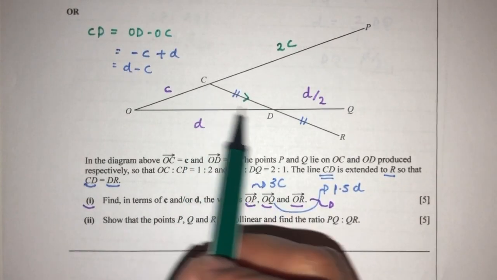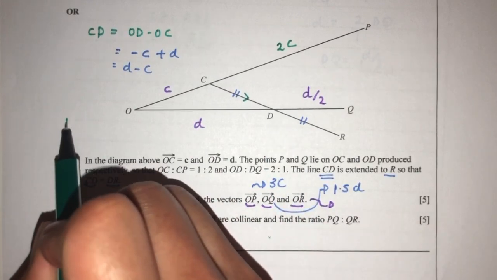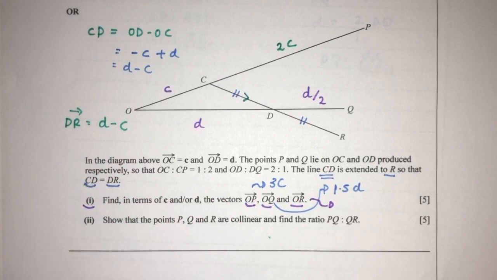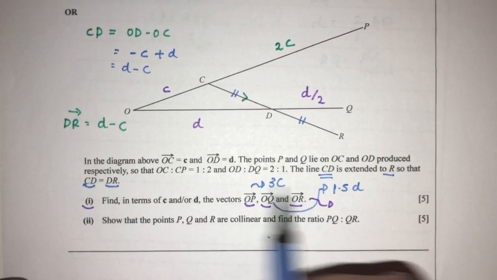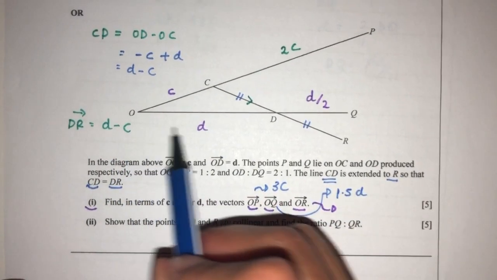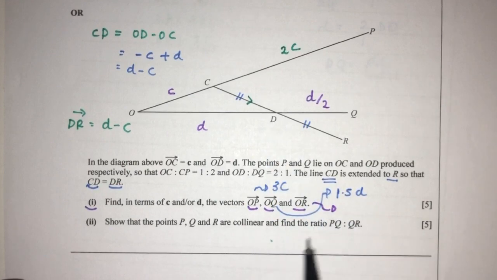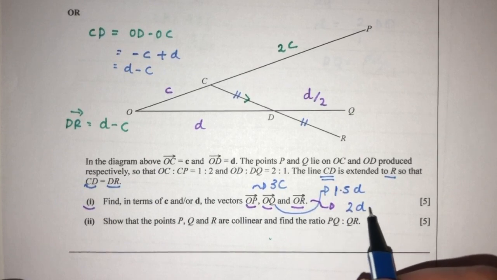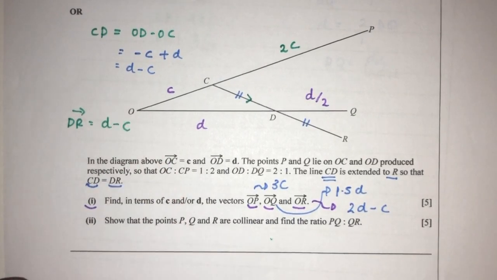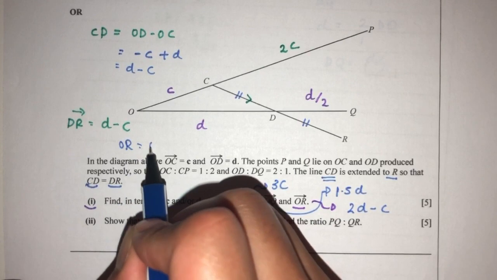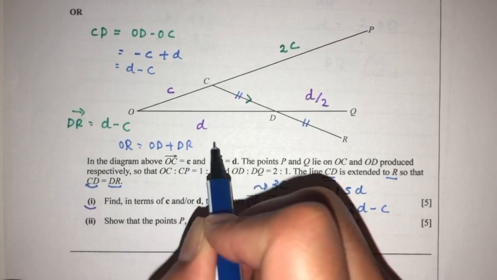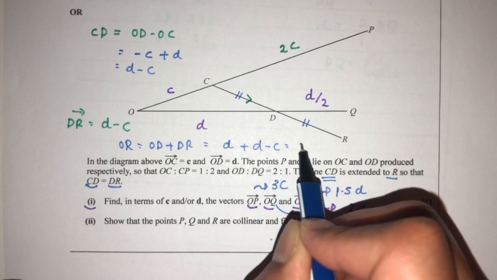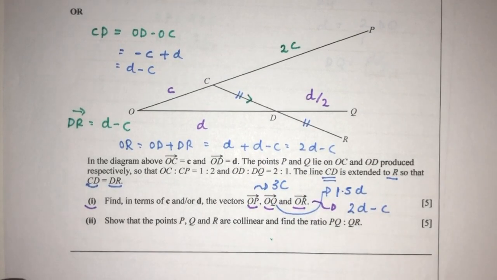Now this is the value of CD, which means that DR also has to be the same value because they are the same. So now we are trying to find OR. O moving to R will be OD and then DR. So OD is D plus DR is this. That should be 2D minus C. Two pieces, right? OR has to be OD plus DR. OD is D. DR is D minus C. That will be 2D minus C. That's why we get this.